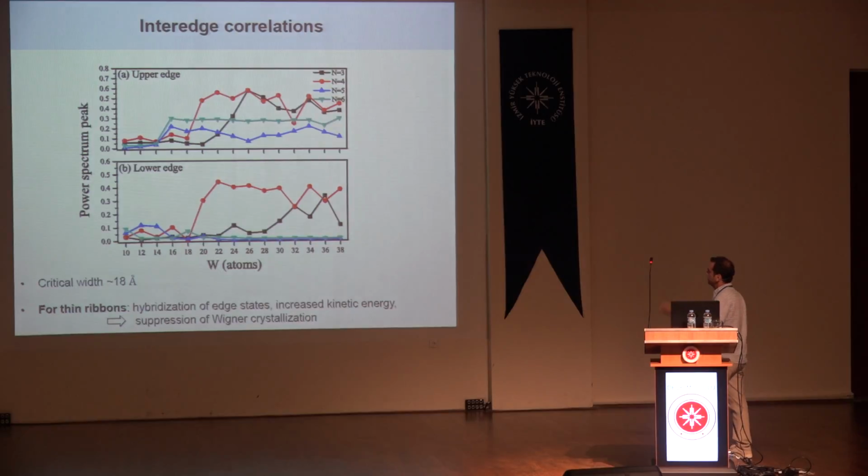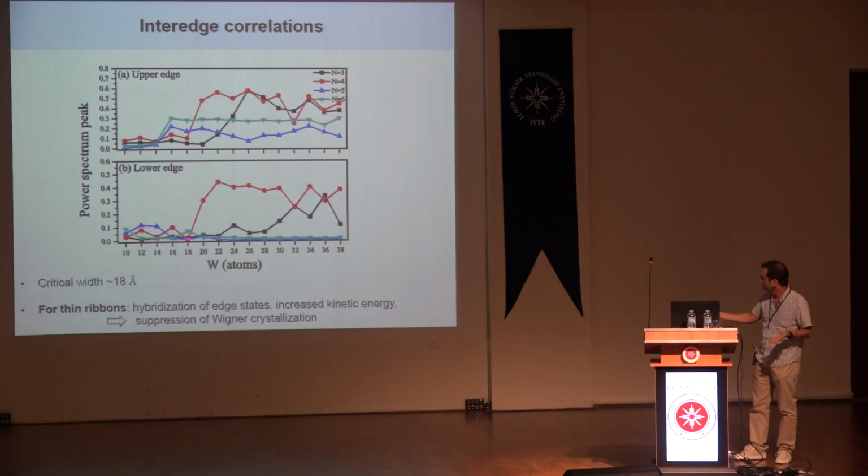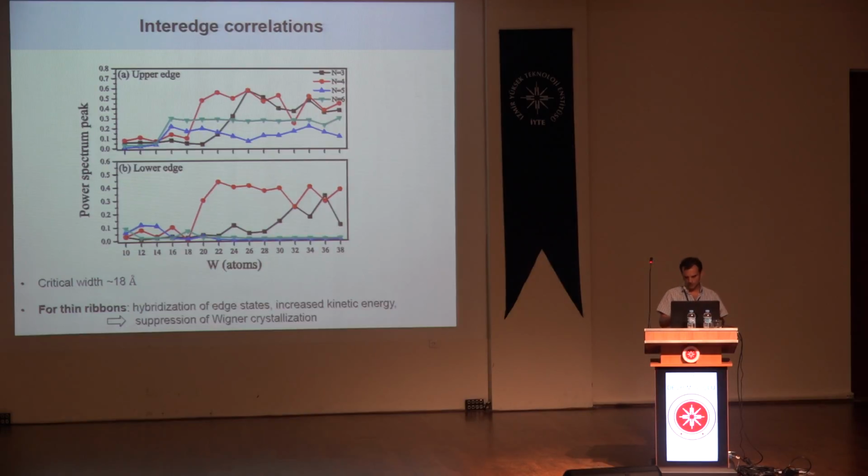Okay. So we repeated these calculations for different widths, and here I'm showing the power spectrum peak. Okay, and it turns out that around 18 Armstrong, below 18 Armstrong, you don't get Wigner crystallization. So if you are trying to design some spintronic device and you want to eliminate Wigner crystallization, then it has to be thinner than 18 Armstrong, depending on your application.